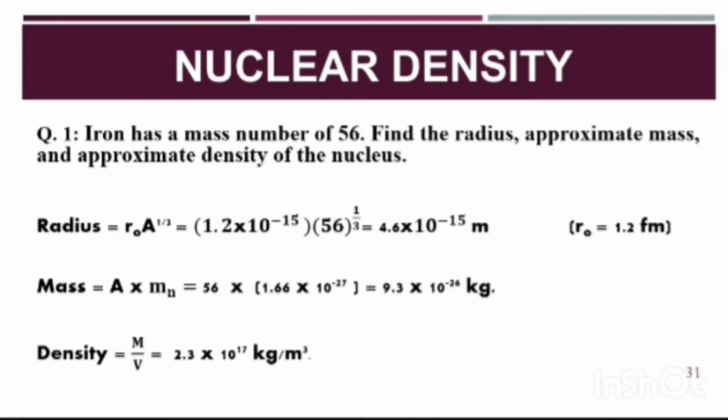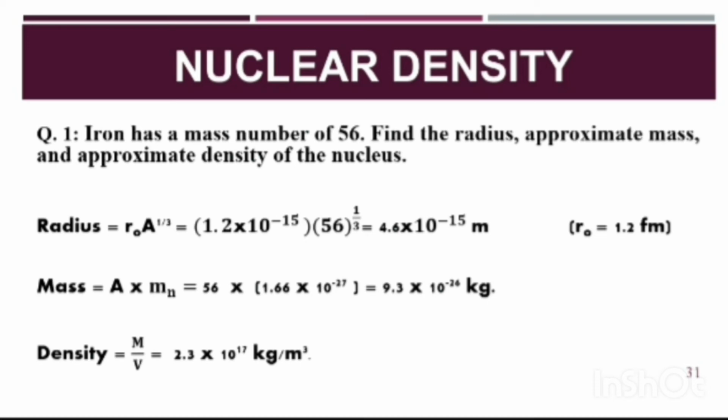There is a question that iron has a mass number of 56. Find the radius, approximate mass and approximate density of the nucleus. The only given value is the mass number, which is 56. So we can find the radius, which is equal to r0 A raised to 1/3, by substituting the values: 1.2 × 10 raised to minus 15 × 56 whole raised to 1/3. We get the answer as 4.6 × 10 raised to minus 15 meter. We converted femtometer to meter in this case.